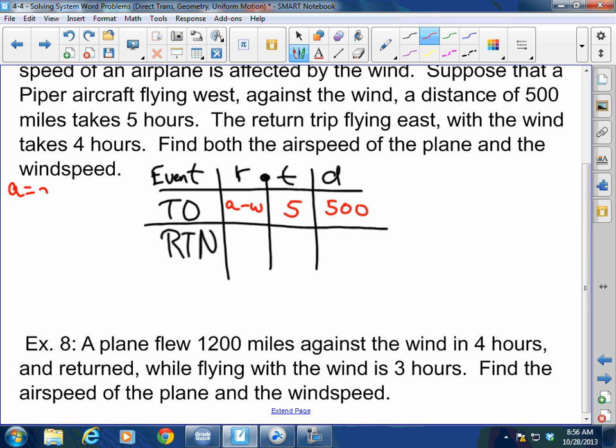Absolutely what I was going to do next, sir. A is airspeed. Thank you, son. And W is wind speed. Excellent. Now, the return trip. The return trip flying east with the wind takes 4 hours. So the plane's airspeed plus the wind allows them to get there in 4 hours. Same distance, though.